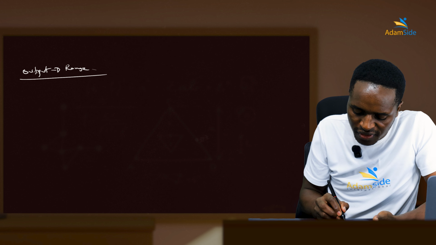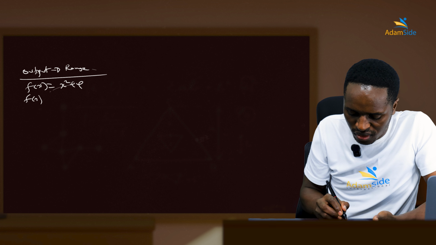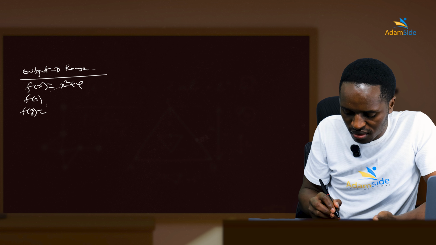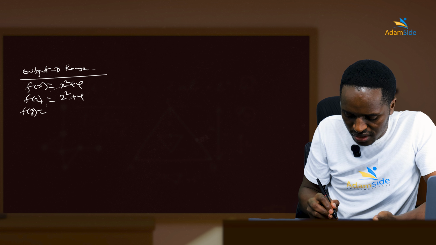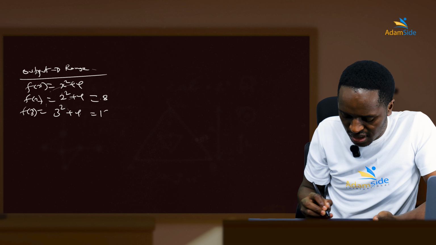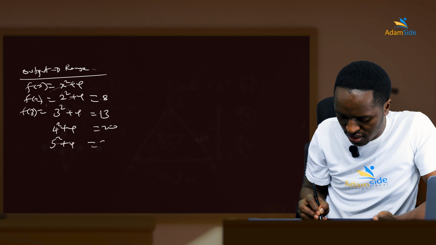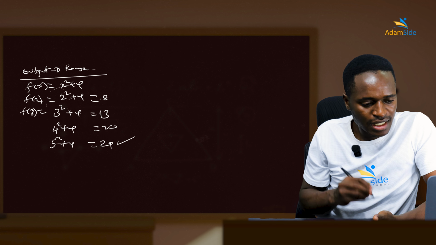Now, if they say f of x is equal to x squared plus 4, and then say find f of 2 or find f of 3, you input, you replace where there is x, you put 3, and then 3 squared plus 4. So 2 squared is 4, plus 4 is 8. 3 squared is 9, 9 plus 4 is 13. 4 squared plus 4, 16 plus 4 is 20. 5 squared plus 4, 25 plus 4 is 29. Correct. That's what you do.